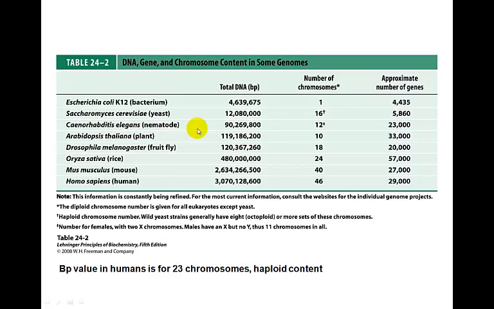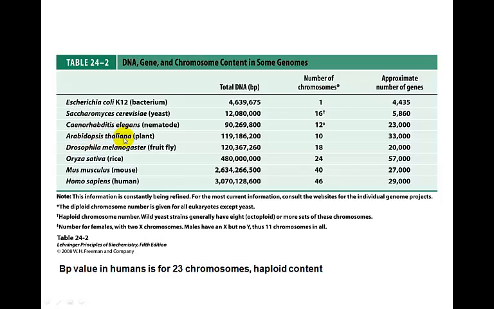C. elegans, 9.0 times 10 to the 7th base pairs, 12 chromosomes, 23,000 genes. So a huge difference between the yeast, and now we're getting to a more complex eukaryote. So 90 million base pairs, 12 chromosomes, 23,000 genes.